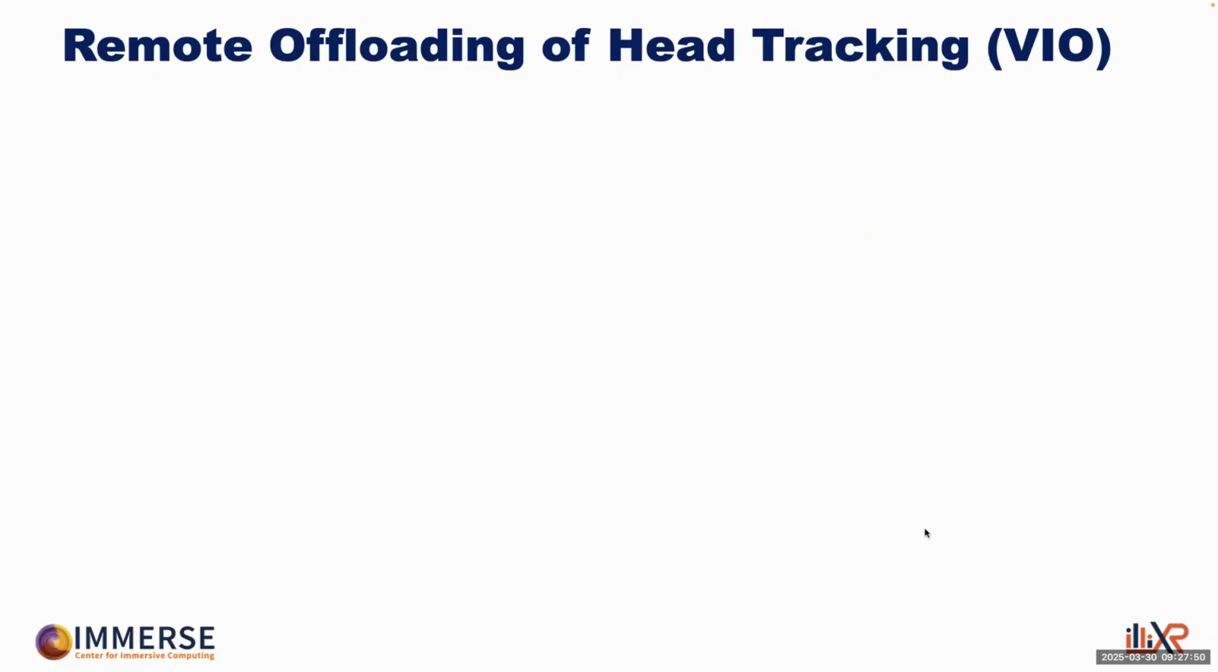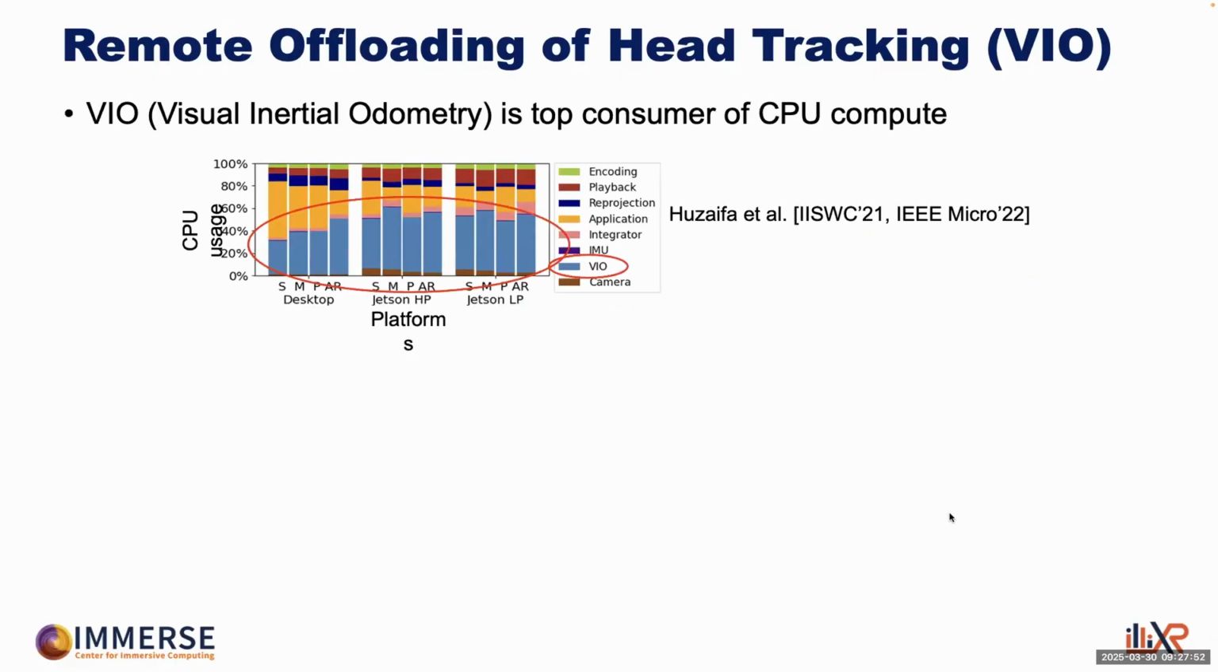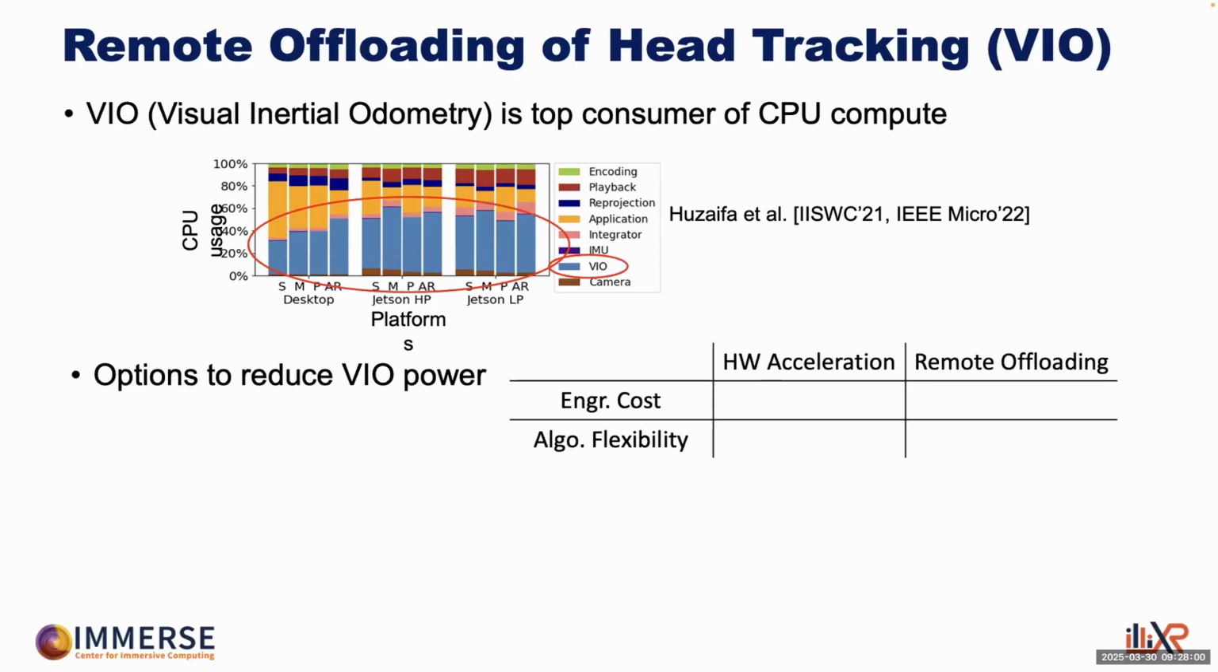Previous work has shown that VIO, or head tracking, is a top consumer of CPU cycles and thus makes it a great target for offloading. Another option for reduced VIO power is hardware acceleration. However, hardware acceleration brings high engineering cost and is not scalable given the still-in-flux algorithmic advancements. In contrast, remote offloading is hardware independent and saves the engineering cost, while also easily adapting to the changing algorithms. Therefore, we choose this approach of remote offloading in this work.